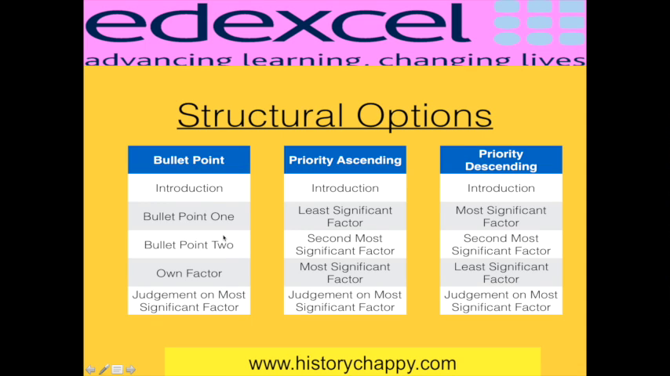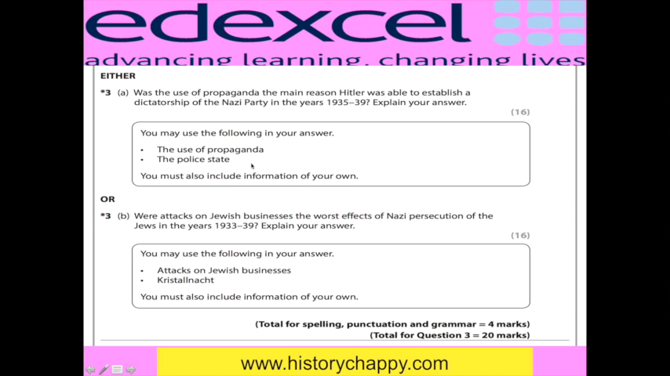All right, there's various ways of approaching this question. You could either just do it in sort of bullet point order, bullet point 1, bullet point 2, your own factor, make a judgment. You could go priority ascending, you could do the least significant, second least, then most, or priority descending. It's completely up to you how you want to structure that. But you must, referring back to the question, talk about at least 3 factors linking, if it was this case, so it was propaganda, the main reason it was able to establish a dictatorship. Well, we know it's one of the reasons, but not the only. So you'd have to talk about propaganda. You'd have to talk about then at least 2 others.